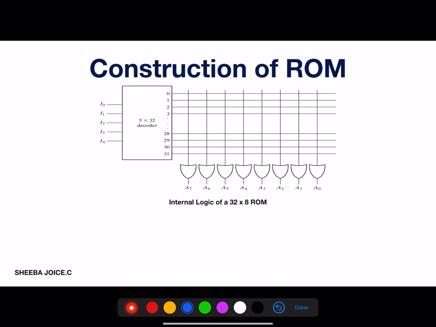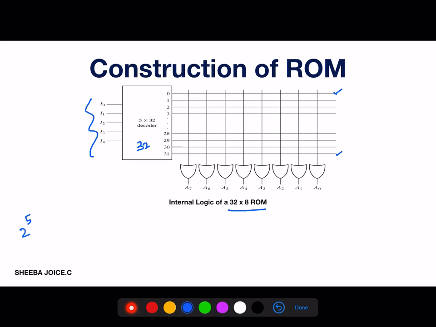This is the construction of ROM. Let us see how to construct a 32 cross 8 ROM. 32 means 2 to the power 5 is 32. So I can have 5 inputs I0, I1, I2, I3, I4, which can generate 32 locations. These are called 32 address lines, from 0 to 31, which means in each address I can store exclusive data. Each data will be distinct. I can store 32 distinct data using this.